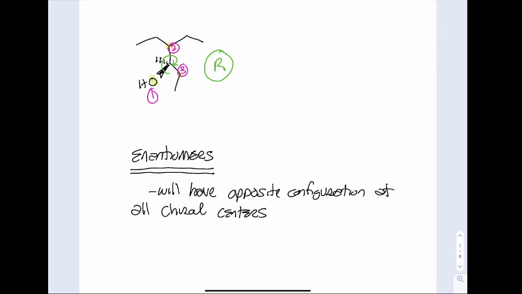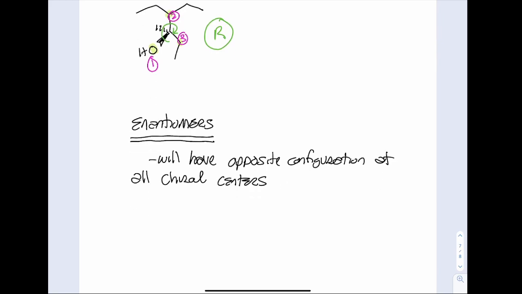If I have a pair of enantiomers and one of the molecules, right, one of the stereoisomers is R on the first one and R on the second, then the other one will be S and S. So if you're comparing one molecule to its enantiomer, it will have opposite configuration at all chiral centers. This isn't going to be true of our other types of stereoisomers, so it's going to be one way to be able to differentiate between them. So we'll have opposite configuration at all chiral centers. Remember, these guys are chiral, so they have no plane of symmetry.